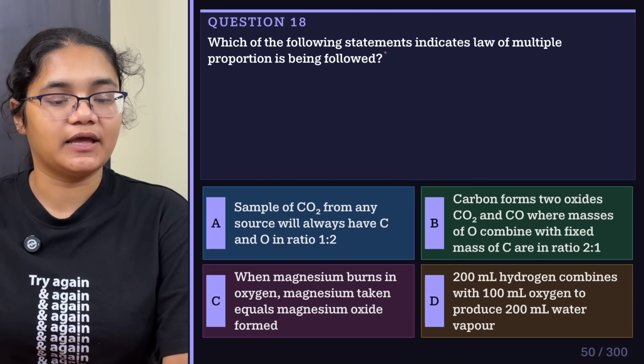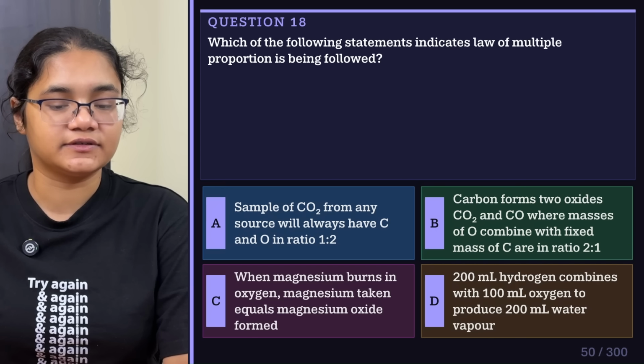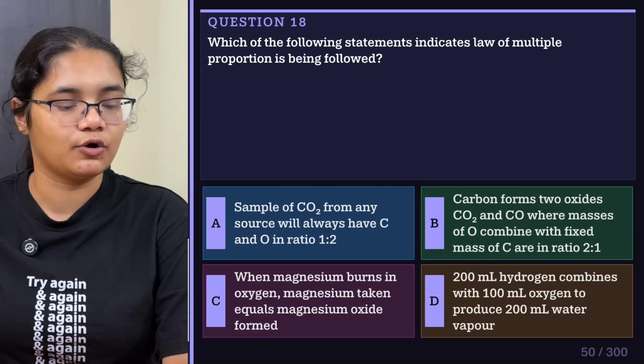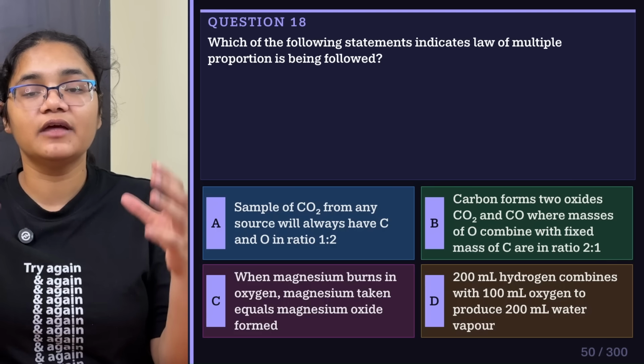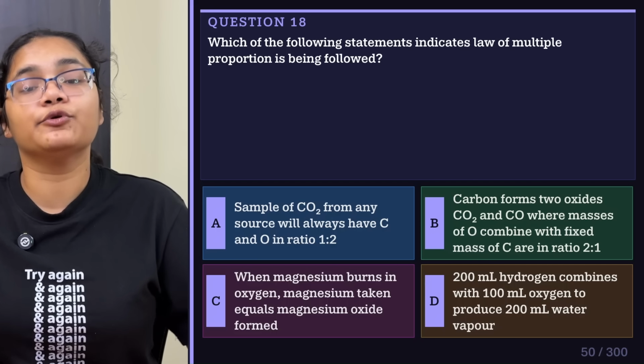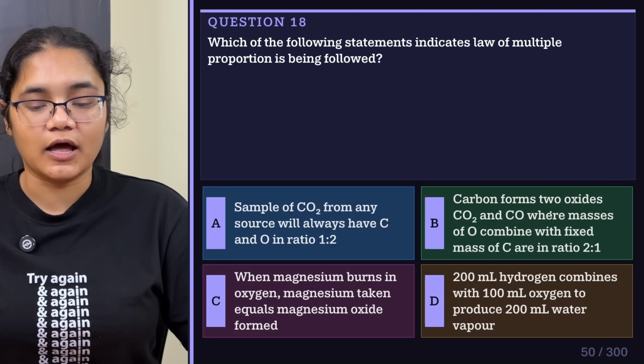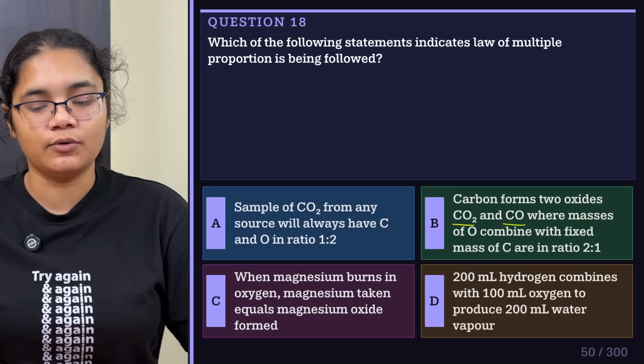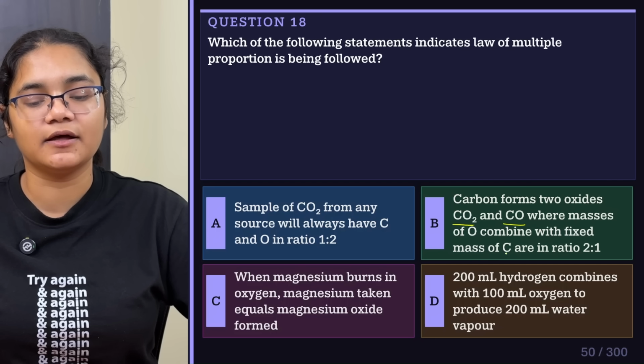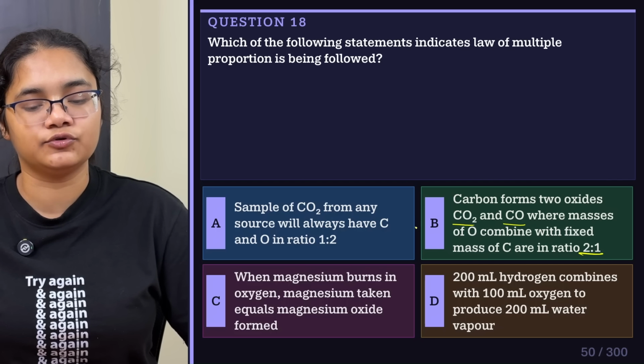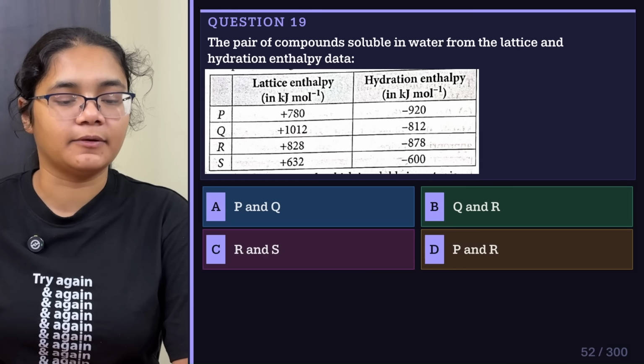Okay. Next, we have: which of the following statements state the law of multiple proportion? So law of multiple proportion is used when we have two different elements combined to give you more than two products, right? So carbon forms two oxides, CO2 and CO, and the masses of oxygen combining with the mass of carbon are in the ratio of 2:1. This is law of multiple proportion.